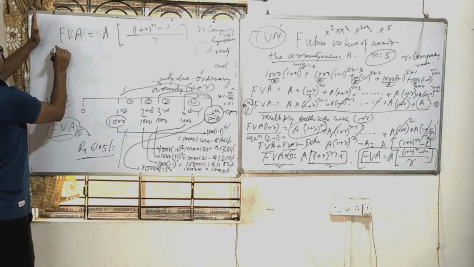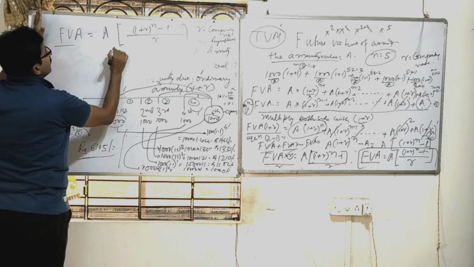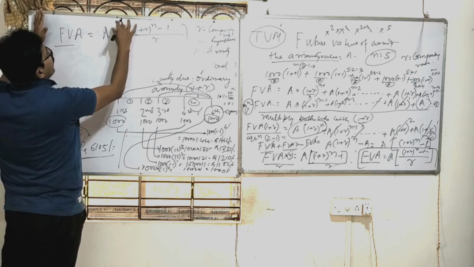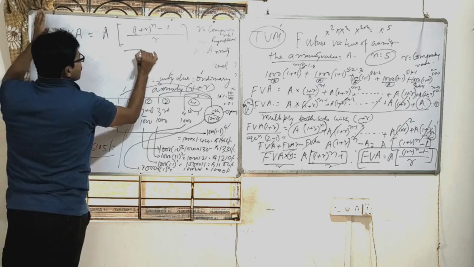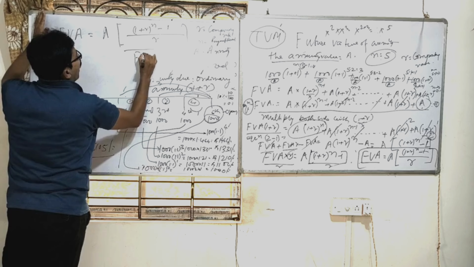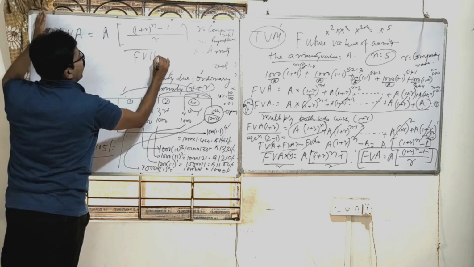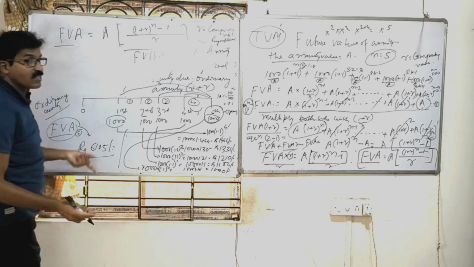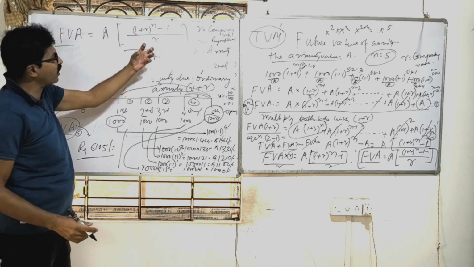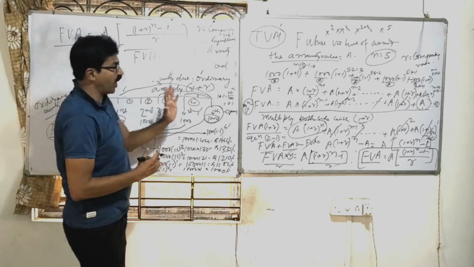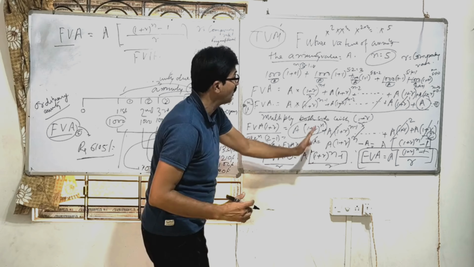So what will be the future value of this annuity? A into bracket 1 plus r to the n minus 1 by r. This term is called the future value interest factor of annuity. The same way I told you, this is the formula. I have extracted the formula and explained how the formula has come here.